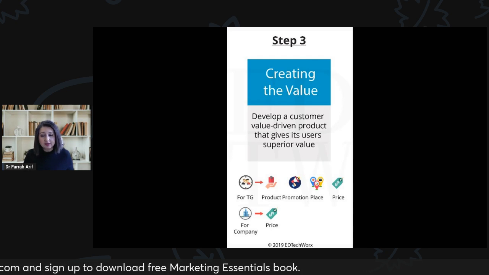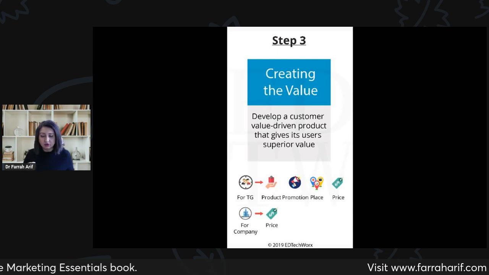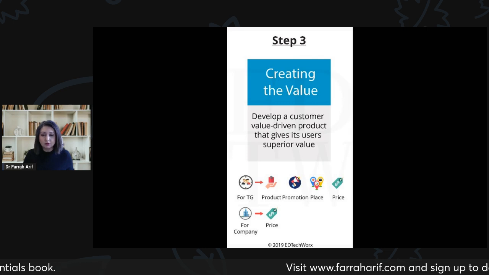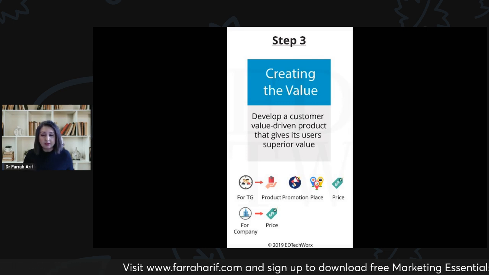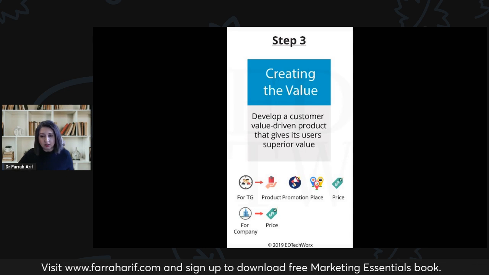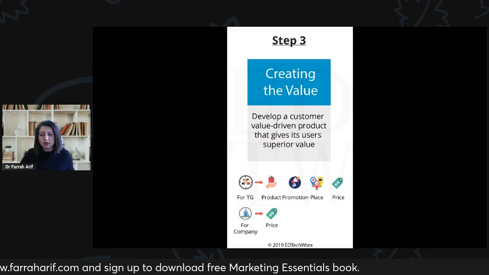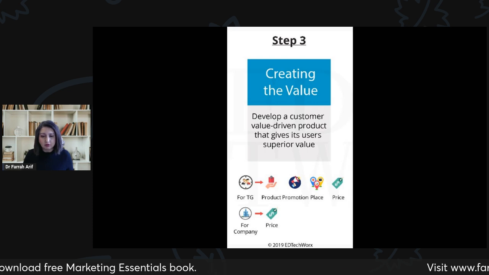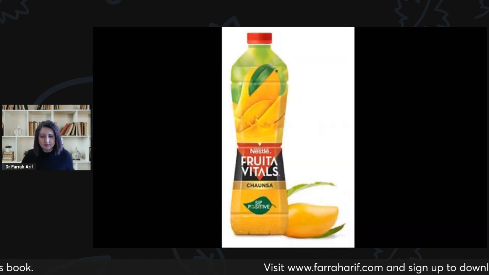But interestingly, you also create value for your company, not only for your customers, but also for your company through pricing. Because when you sell a product, what you get out of it is the revenue, and revenue is the value that you are creating for your company. So let's move forward with the examples.